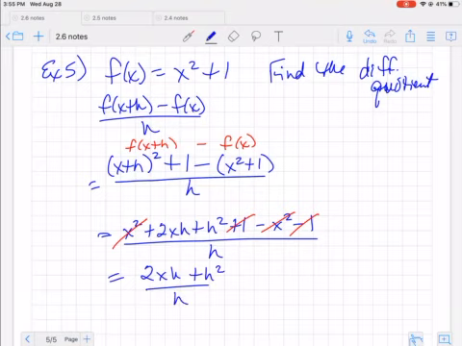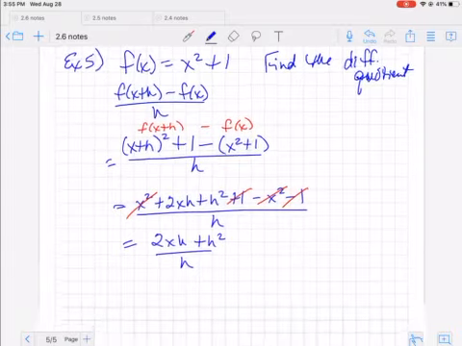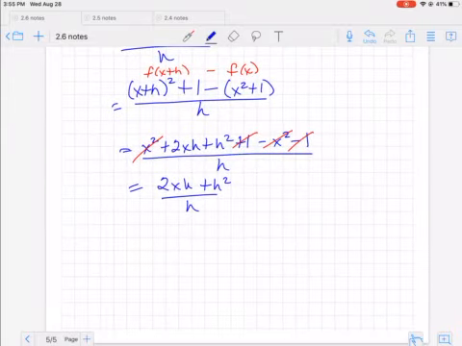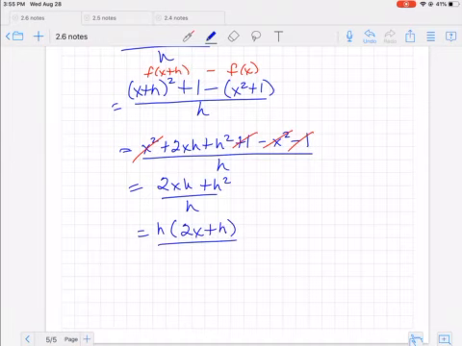Well, what do you see? There's an h now in common in the numerator, right? So if you factor that out, the h in the numerator cancels out that h in the denominator. Now, I don't care if there's an x, 2x plus h. I don't care if there's an h left in the problem.